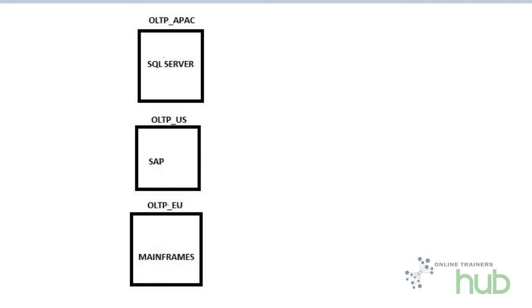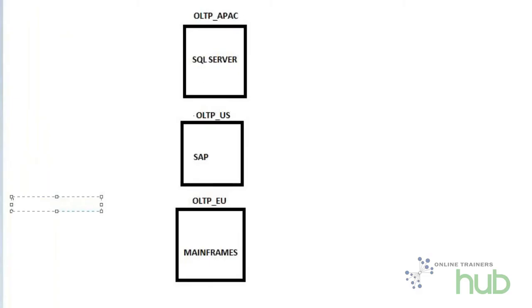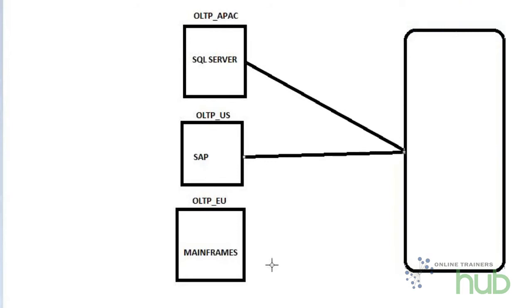So we are talking about the data warehouse, and the data warehouse is used for analysis. We are integrating the data from all these OLTP systems into a centralized place, called a data warehouse. So why are we integrating the data here? Why can't we use these OLTP systems themselves for analysis?